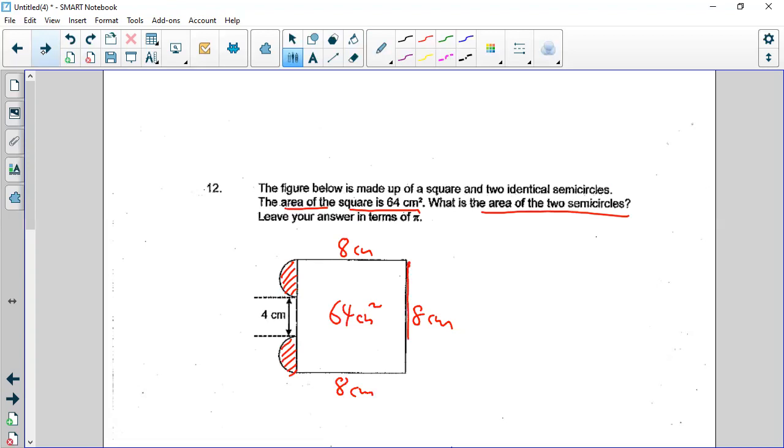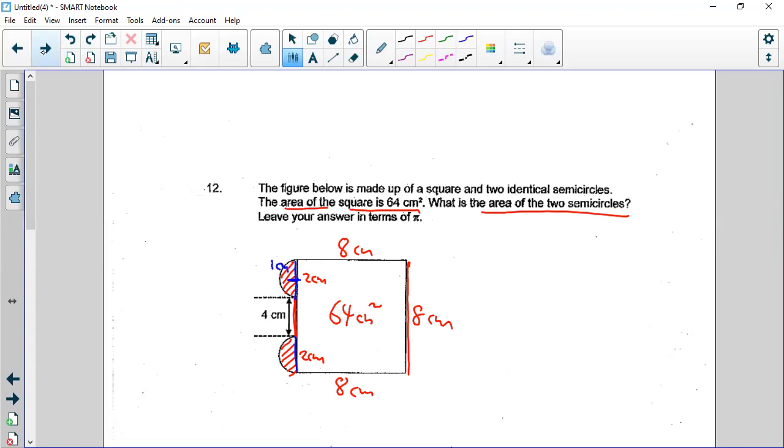8 cm minus the 4 cm, and you will get another 4 cm. And the 4 cm you divide by 2 semicircles. So the diameter of one semicircle is 2 cm. So now, can you find the radius of the semicircle? What's the radius? The radius is, take the diameter, cut it in half, right? That will give you the radius, which is 1 cm.